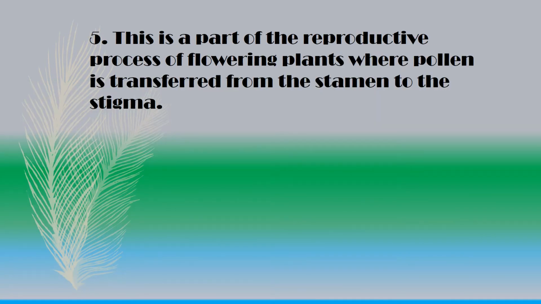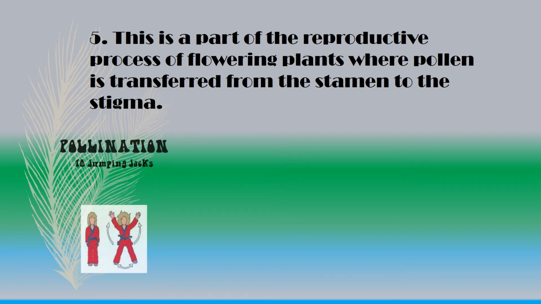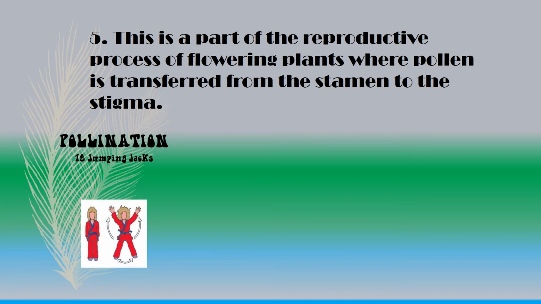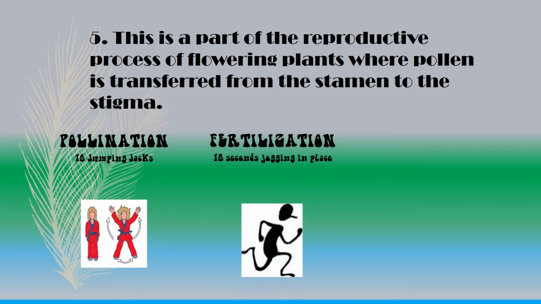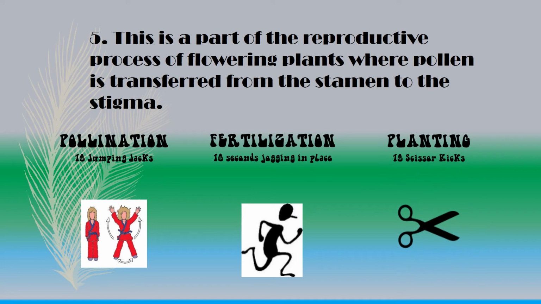Number 5. This is a part of the reproductive process of flowering plants where pollen is transferred from the stamen to the stigma. Is that called pollination? If so, do 10 jumping jacks. Is that called fertilization? If so, do 10 seconds of jogging in place. Is that called planting? If so, do 10 scissor kicks. Pause the video for exercise and hit play to move on. The answer is pollination. You should have done 10 jumping jacks.